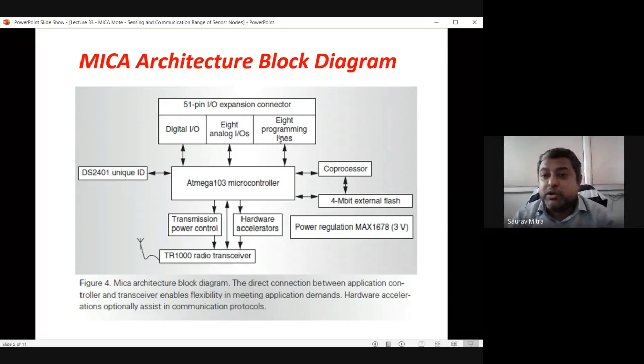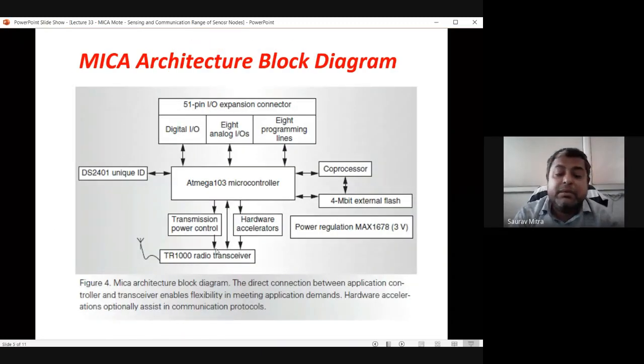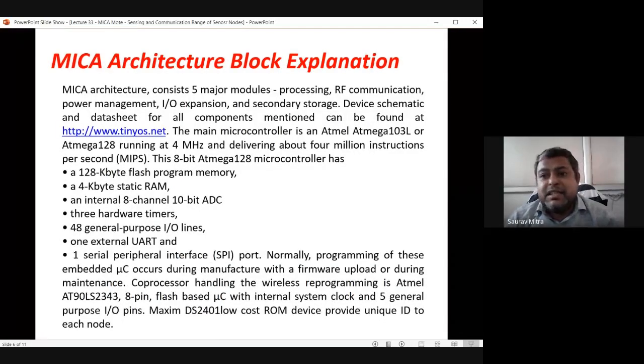So these are the details you must produce when you are writing about the internal block diagram of MICA Mote. So this block diagram you have to draw, and you have to write about every internal subsystem. What this ATMEGA microcontroller does, what kind of work, what this power regulation IC does, what this unique serial ID does, what this IO does, and what this transceiver does. All these things you have to explain. So this can be asked for a 5 to 10 marks question. Please go through the paper of Hill. Okay, in the paper of Hill, you'll find all the details about the internal subsystems of MICA Mote. Some explanation is given here, but it is not complete, just a little bit of explanation, whatever fits into the slides.